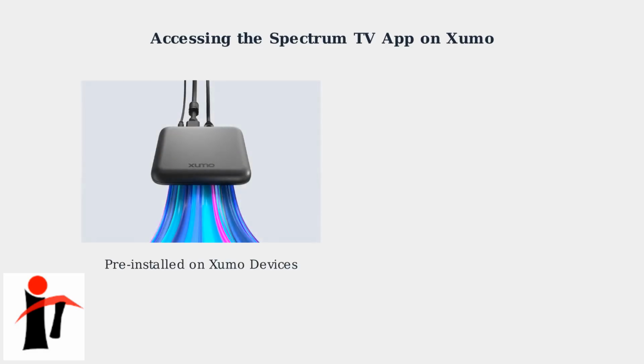The Spectrum TV app provides seamless access to live TV and on-demand content on Xumo devices. Let's explore how to access and sign into this pre-installed application. The Spectrum TV app comes pre-installed on both Xumo Streambox and Xumo TV devices. This means you don't need to download or install anything. The app is ready to use right out of the box.